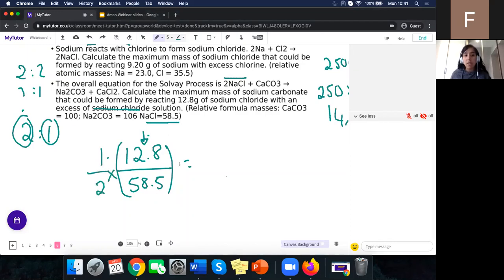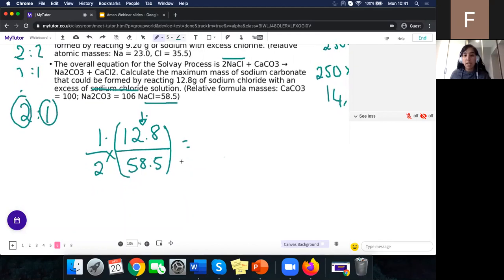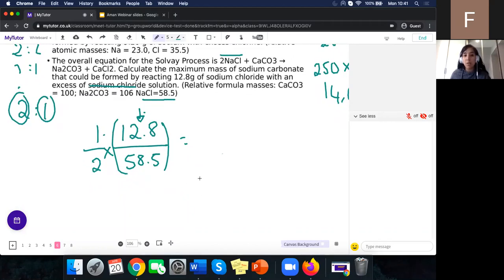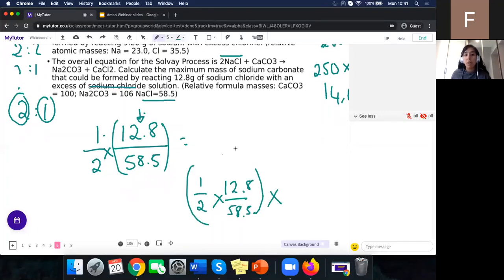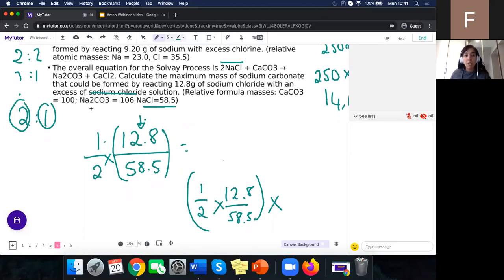Okay, so then if we halve that, I'm just going to put a half in front here. To calculate our mass of sodium carbonate, all we need to do is take the number of moles, which we said is a half times 12.8 over 58.5. We then multiply that by the MR. So remember, the MR they've given us, which was nice of them, is 106. So we multiply that by 106, and that should give you your answer.